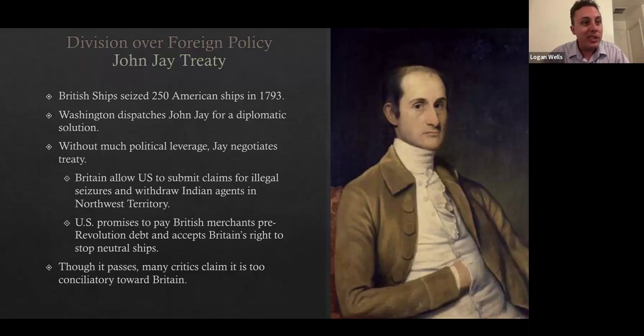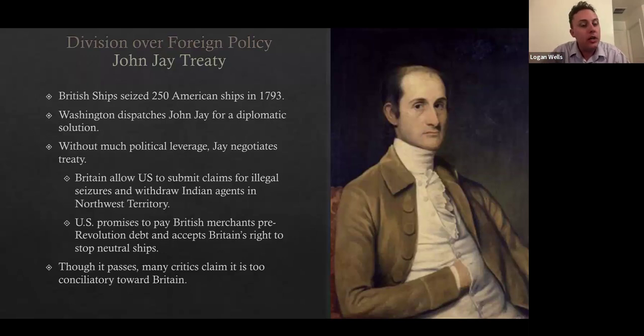Now, unfortunately, Jay really doesn't have a lot of political leverage, right? Britain is still the most powerful nation on earth, and there's still a lot of resentment between these two nations because of the revolution. And so Jay, even without this political leverage, negotiates the treaty the best he can. What it does is Britain allows the U.S. to submit claims for illegal seizures. And the British also say, okay, we'll withdraw our Indian agents in the Northwest Territory, right? Keep in mind, this is many years after the Revolution, and there are still British agents and British troops on U.S. soil in the Northwest Territories at this time.